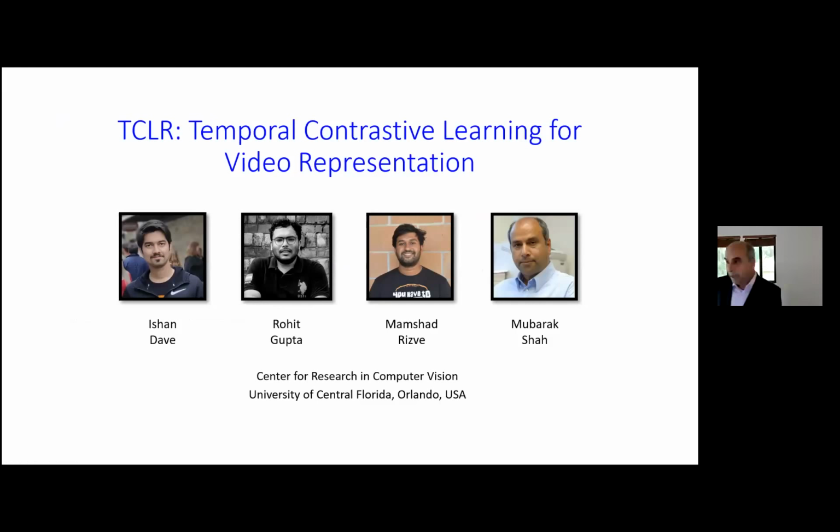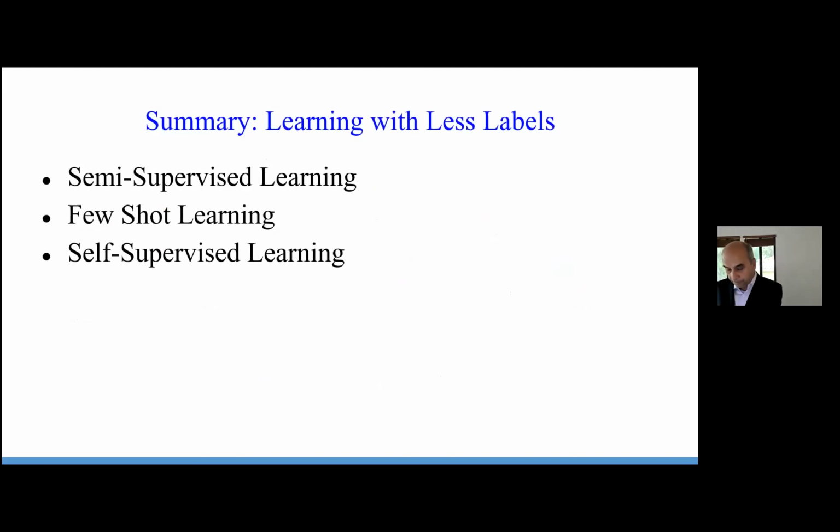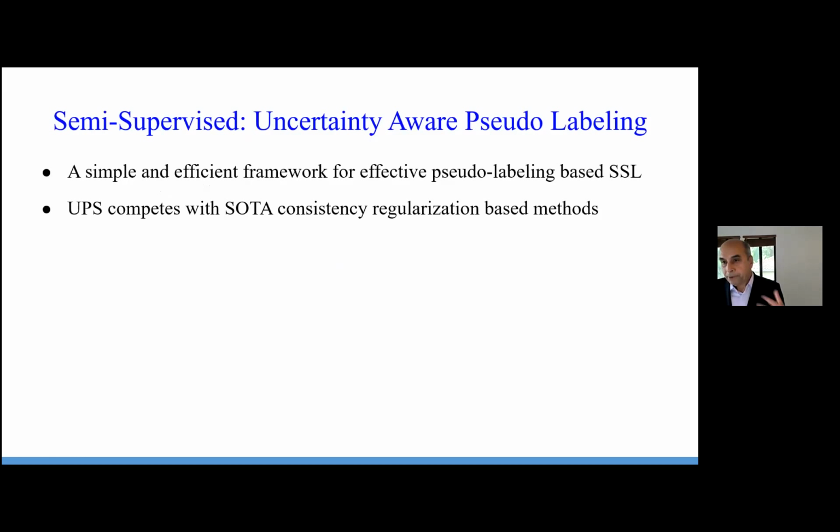So this was the temporal contrastive learning for video representation. And this finishes the 3 pieces. So I talked about semi-supervised learning, few-shot learning, and self-supervised learning. Just to summarize, for semi-supervised learning, we use what we call uncertainty-aware pseudo-labeling, and it's a very simple, efficient framework for an effective pseudo-labeling based method. It gets state-of-the-art results compared to consistency regularization based methods. That's the gap we fill, and people should start using pseudo-labeling.